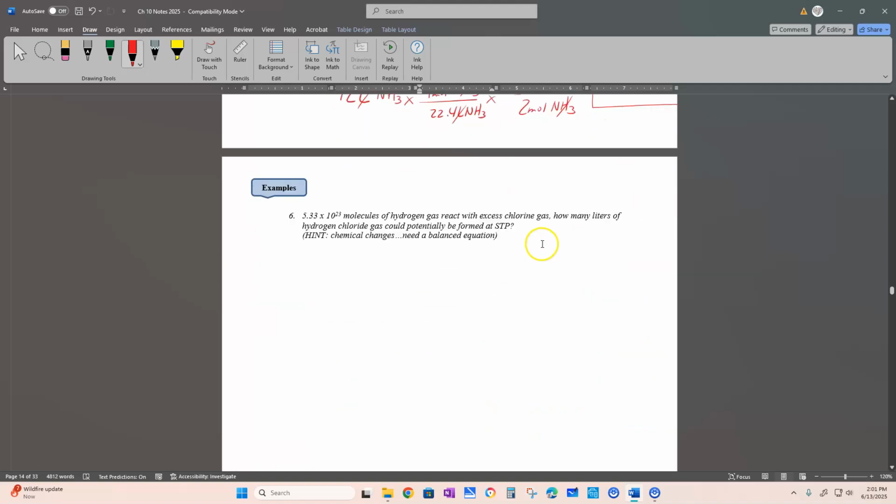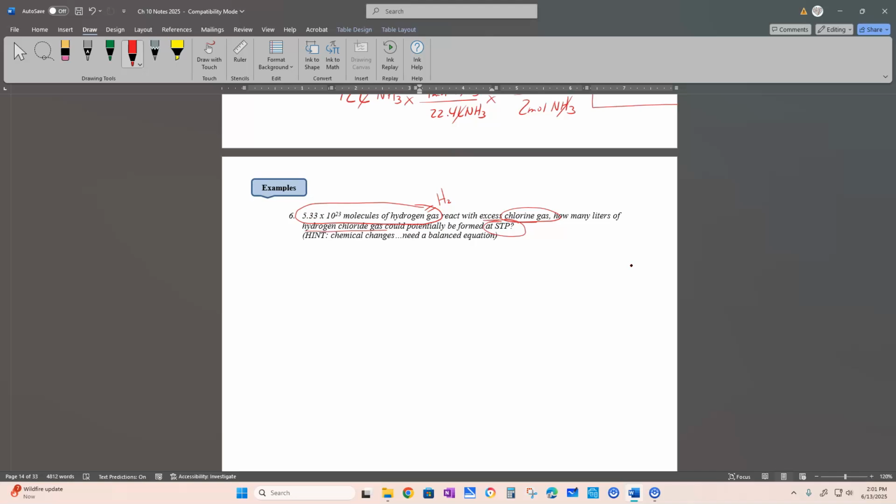Last one, because I want you guys to try one yourself. What if I had molecules? I have molecules of hydrogen. Well, you know we can't use molecules. Okay, so I got hydrogen. And it says I have excess chlorine. How many liters of hydrogen chloride gas can be formed at STP? So that just told me I can use stoichiometry.